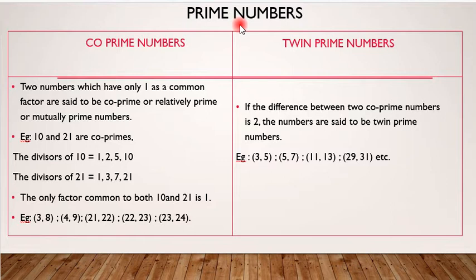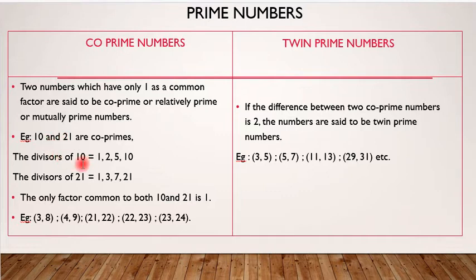Prime numbers are further classified into two types as co-prime numbers and twin prime numbers. The two numbers which have only one as a common factor are said to be co-prime or relatively prime or mutually prime numbers. Examples are 10 and 21. So this is a pair of numbers which are co-primes.